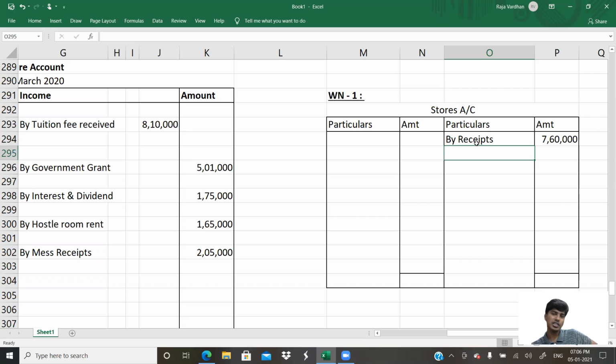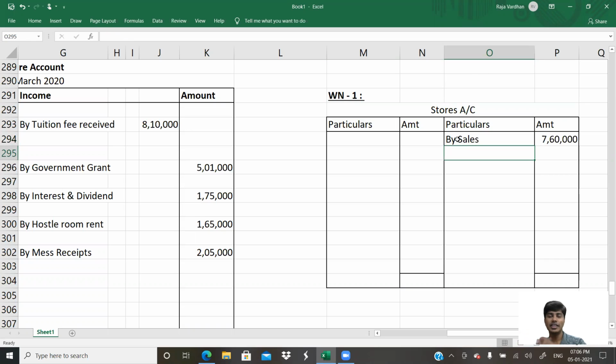Because the journal entry for sales is not sales account debit, it is cash account debit to sales account. So this is like a trading account wherein I'm writing sales by sales, and in the receipt side it will appear on the debit. You get that? Receipts. I can write it as sales only here.